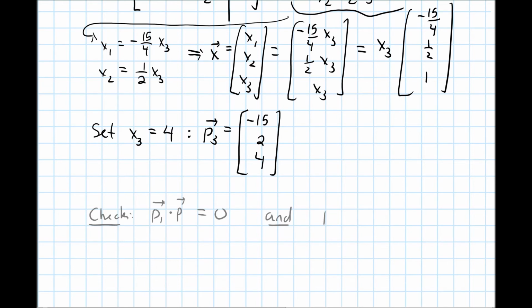Sorry, P1 inner product with P3, and then also P2 inner product with P3 should be equal to 0. Right, because I want P3 to be orthogonal to both P1 and P2. So I'd encourage you to check this. Go back to the top of the problem and take the inner product of P3 with our vectors P1 and P2.